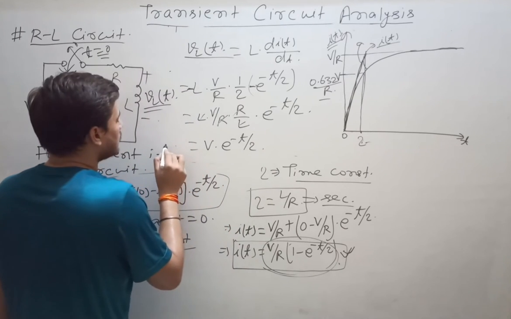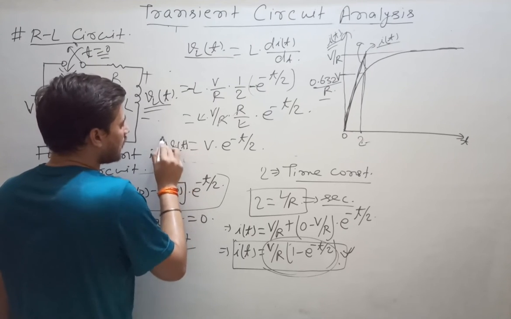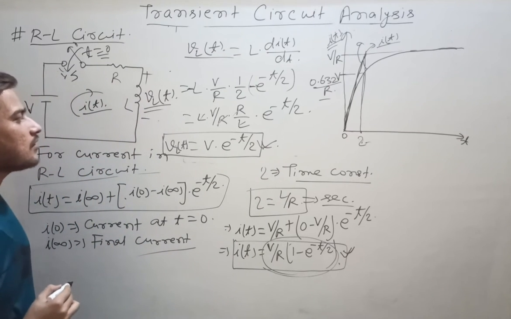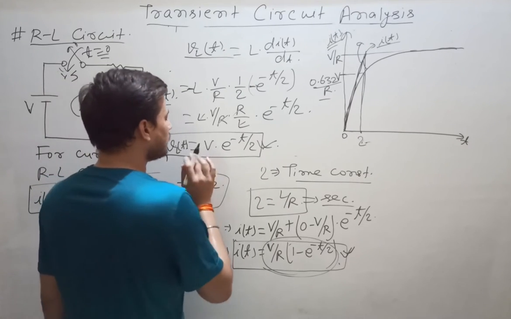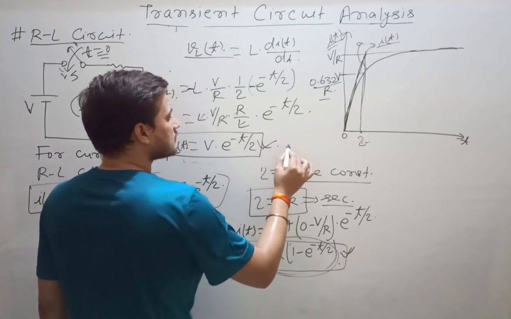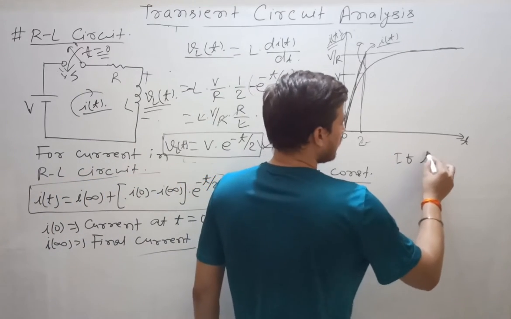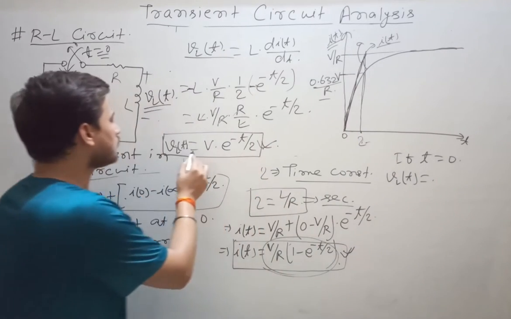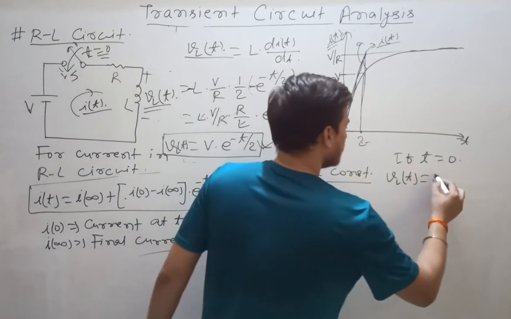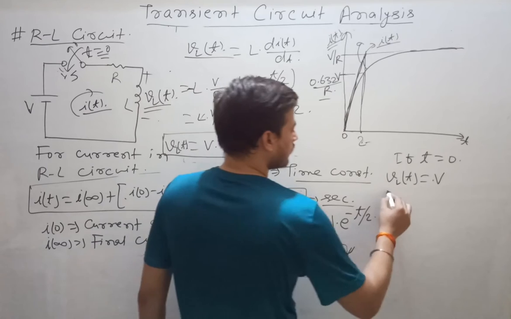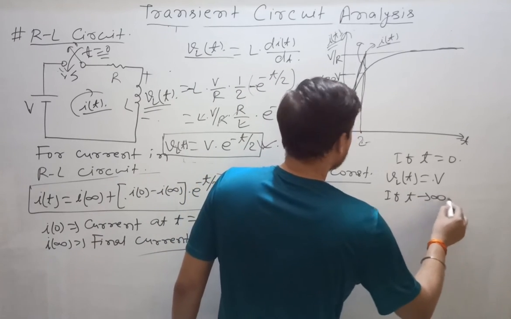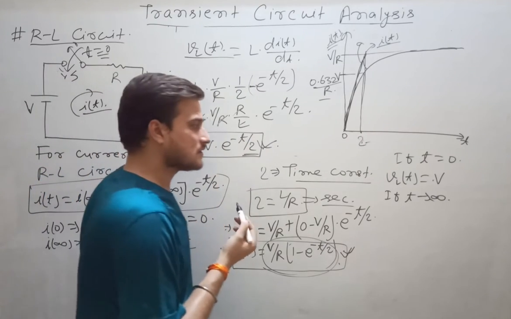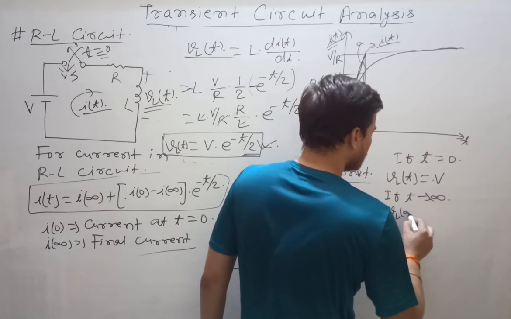So the expression for V_L(t) is equal to V into e to the power minus t by tau. What is the meaning of this? If you put t equal to 0, V_L(t) will be equal to V. If t tends to infinity, then this term will be e to the power minus infinity, which means 0. Then V_L(infinity) will be equal to 0.